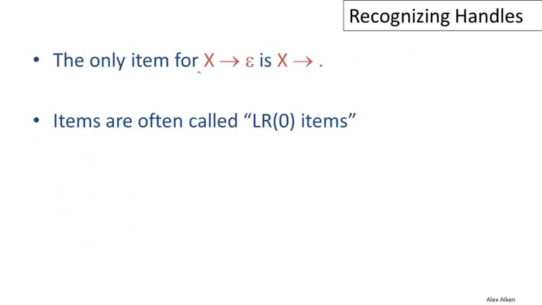One special case is what do we do with epsilon productions? Well, for an epsilon production, there are no symbols on the right-hand side. We'll just say there is one item, X goes to dot. And these items, you'll see them referred to, if you look in help pages and in the literature, as the LR(0) items.